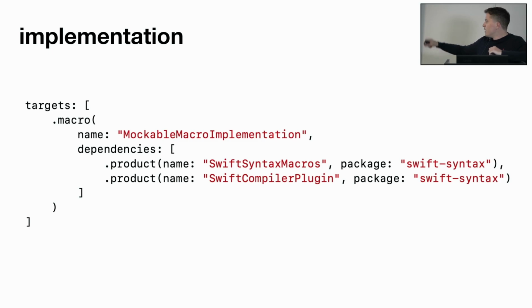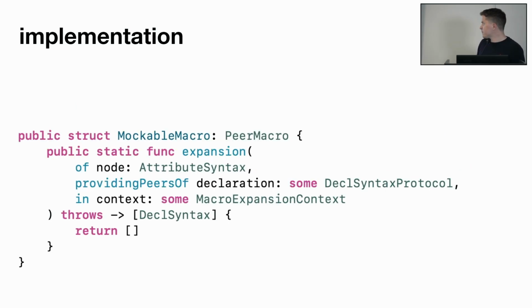So first off, this is a Swift package manager manifest file, and there you can see the usage of this new type of target, the macro target. We name it. It's very important to use the same name as you used in the declaration. And we need only one package dependency, but two products from it, the Swift syntax library, which I'm going to show you in action shortly. But first, let's see our macro implementation.